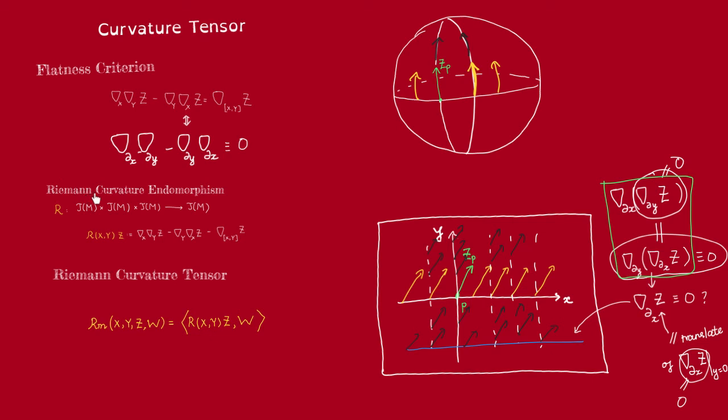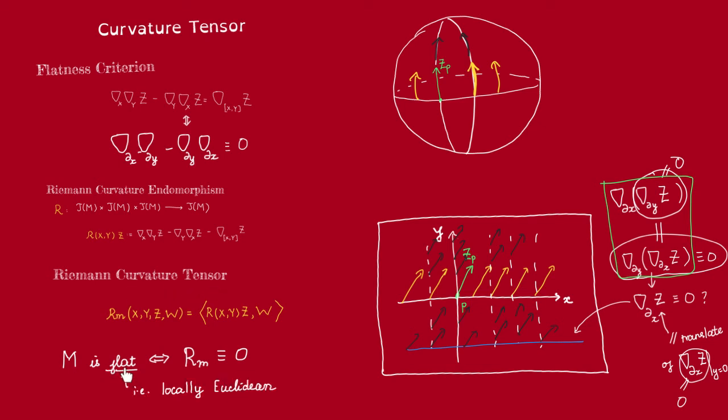So we define the Riemann curvature endomorphism as follows, to be equal to this. It is a 3-1 tensor, and from it we can get a 4-tensor defined as follows. And this perfectly captures flatness in the sense that a Riemannian manifold is flat if and only if its Riemann curvature tensor is 0. Again, remember we say that a manifold is flat if it's locally isometric to the Euclidean space. Alright, so that's the definition of the curvature tensor.